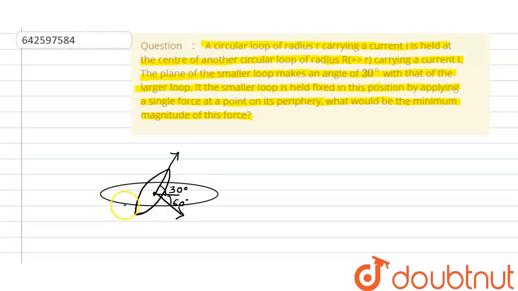Now, it is given that the larger loop carries a current capital I and its radius is capital R, and the smaller loop carries a current of small I. So if we draw the direction of the magnetic field, this is our vector area A of the smaller loop, which makes 60 degree angle with the plane of the larger loop. If we draw the magnetic field lines due to the larger loop, these magnetic field lines will be in upward direction and this magnetic field will be uniform.